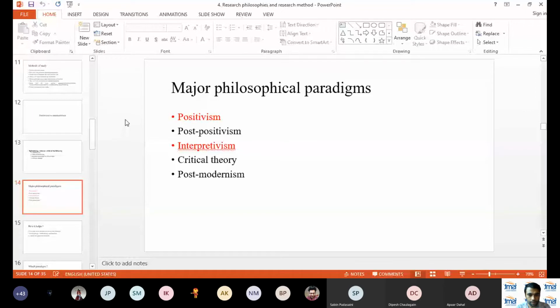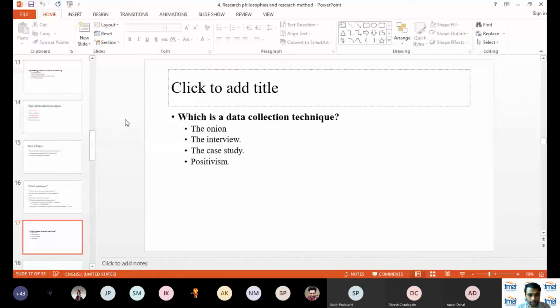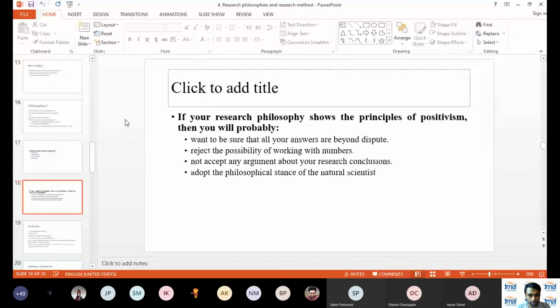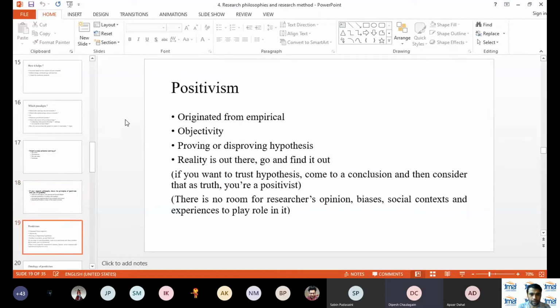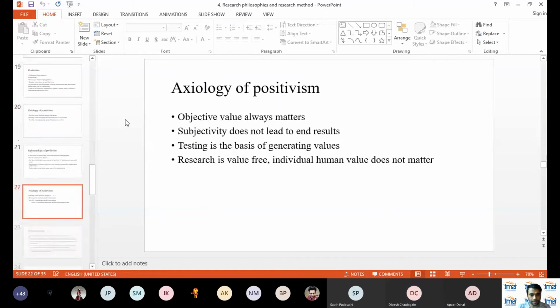So I have already completed this part. I have completed this question. If your research philosophy shows the principle of positivism, then you will probably... we have already completed this part. Yes, sir. Yes, positivism completed.